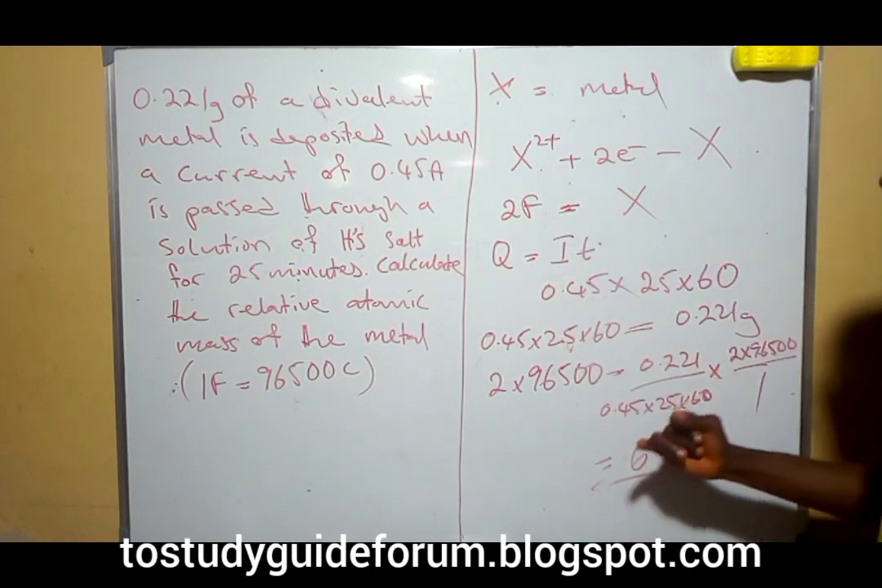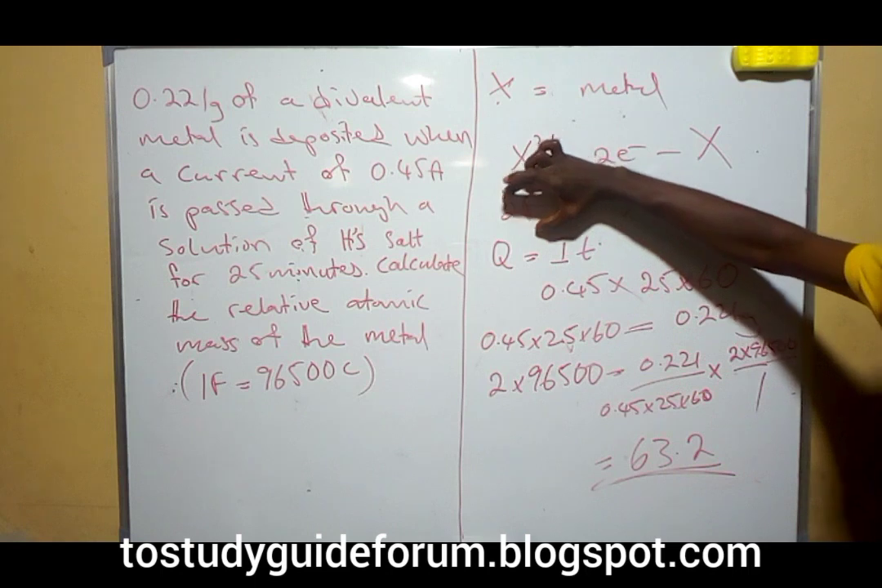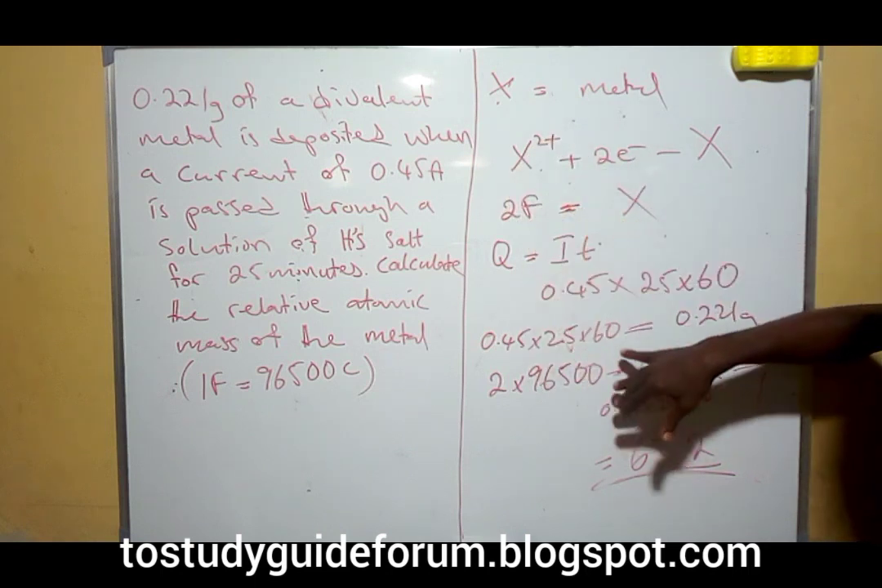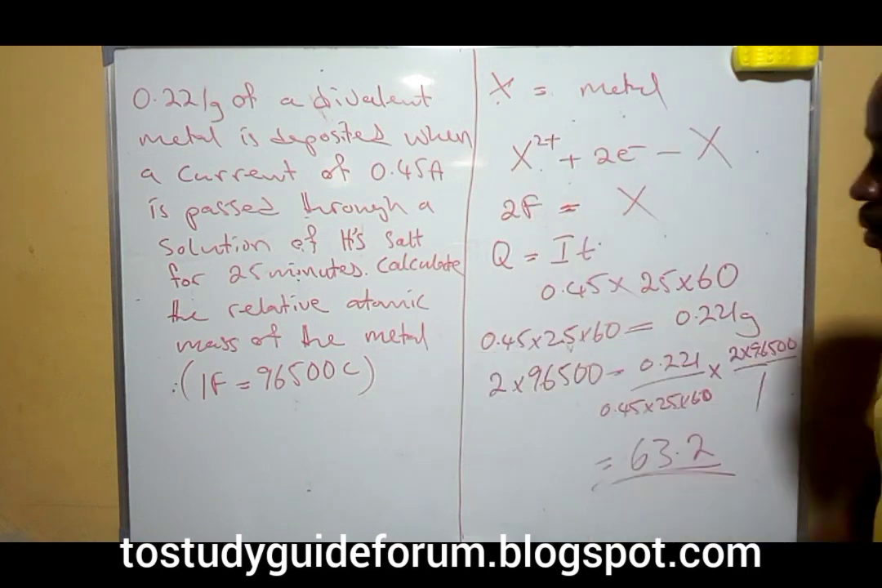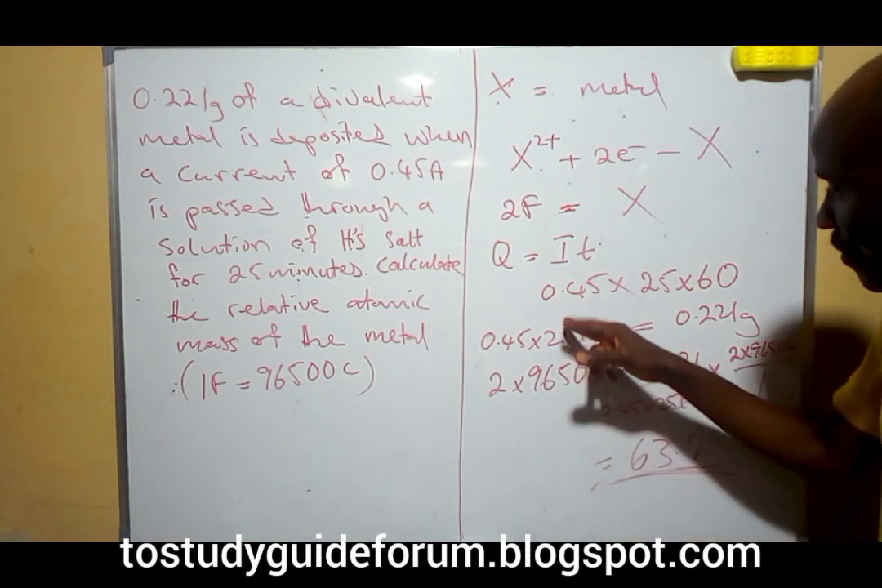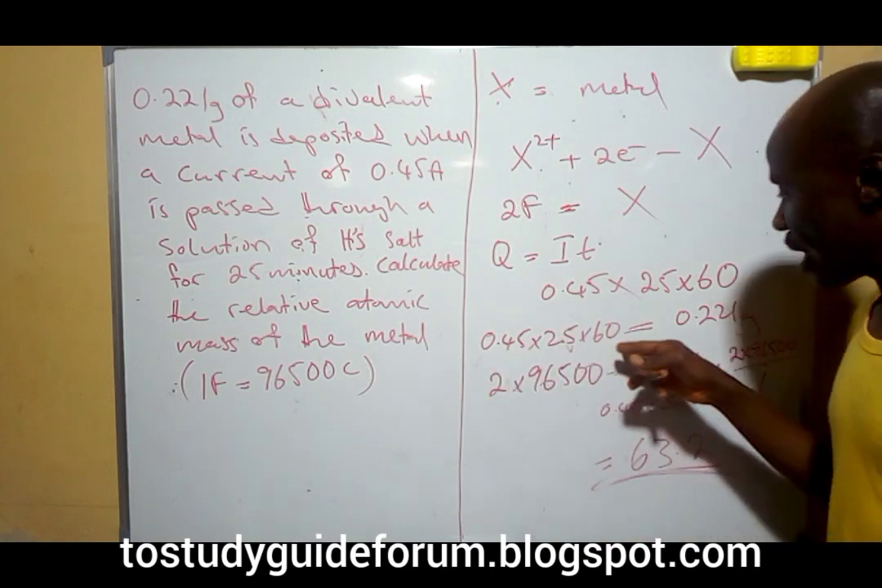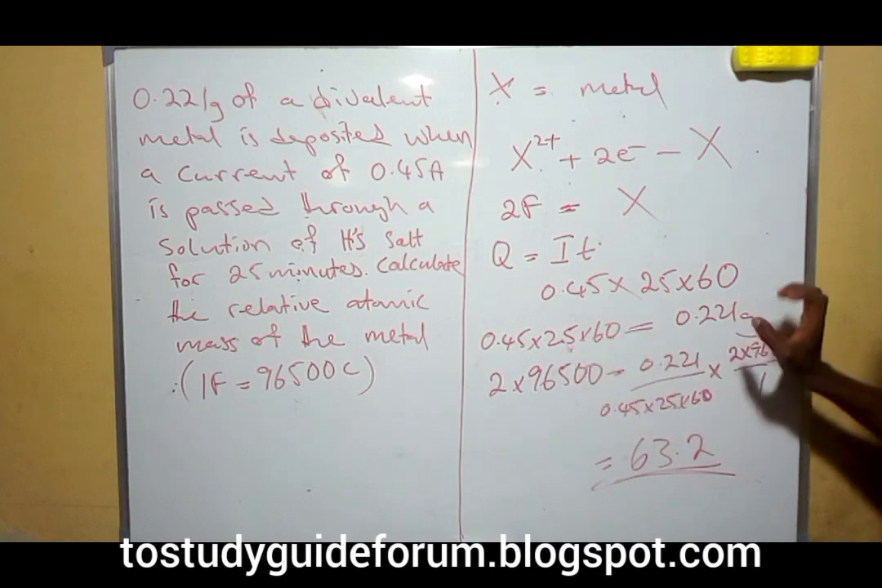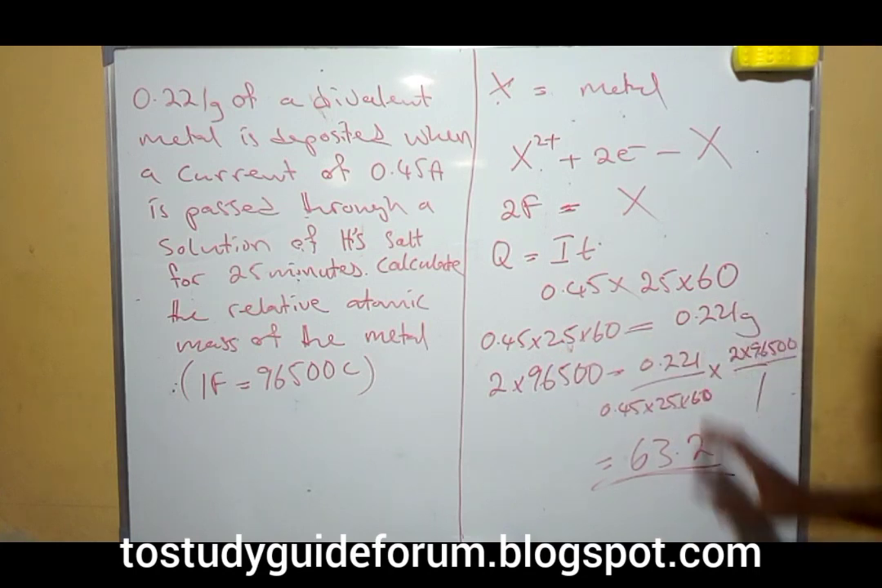And because we don't have the relative atomic mass we're looking for, we can always get our information by multiplying the quantity of electricity we need to get this. Taking the ratio of it, we're able to get this answer.